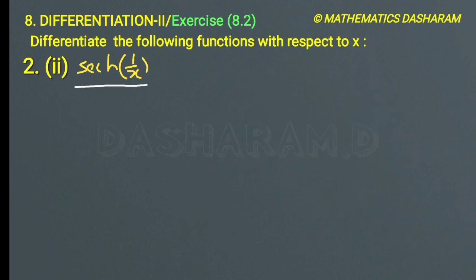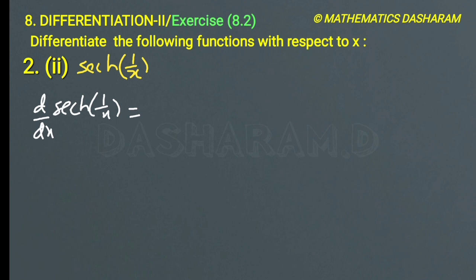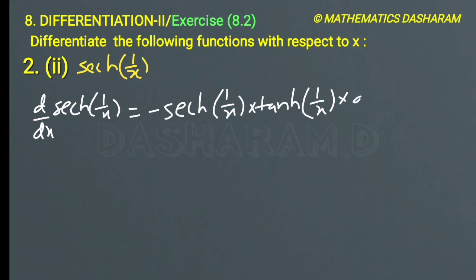Second question: sech of 1 by x. So d by dx of sech of 1 by x equals, the derivative of sech x formula is minus sech x into tanh x. So minus sech, at the place of x we have 1 by x, into tanh of 1 by x. And do the derivative of another function, that is 1 by x.